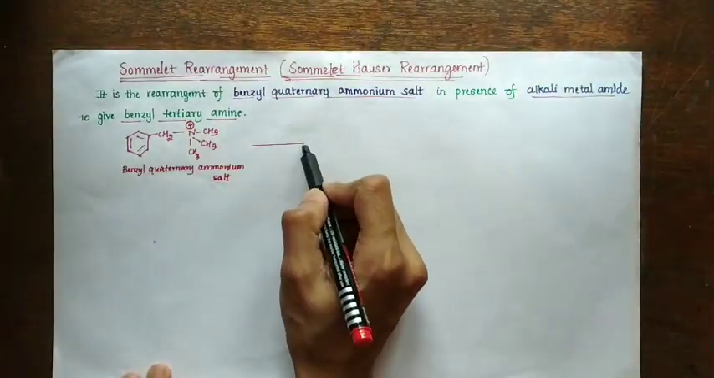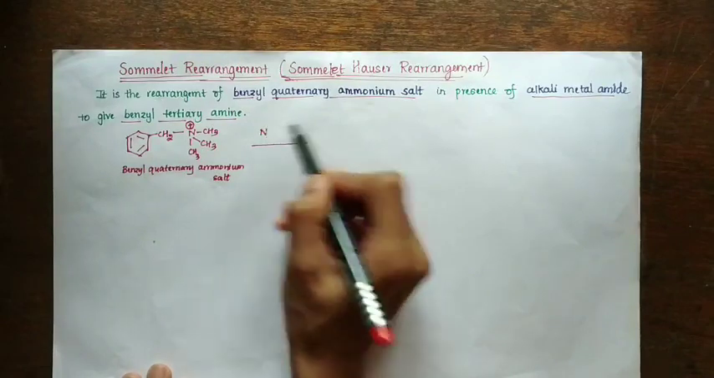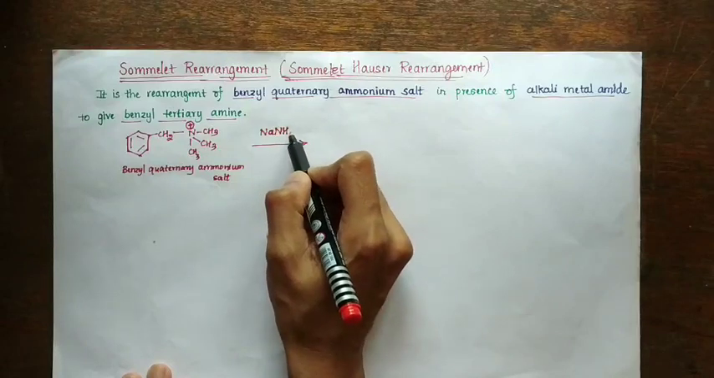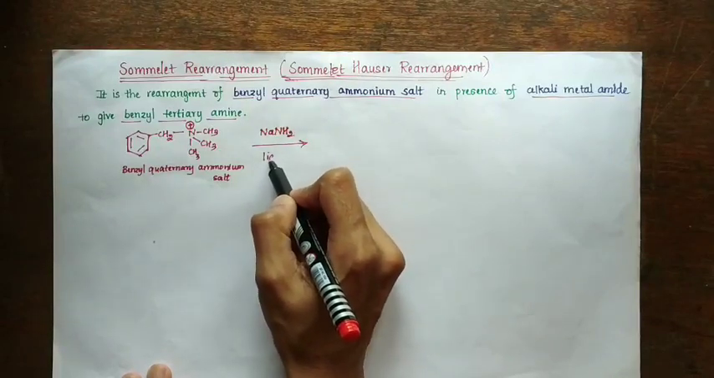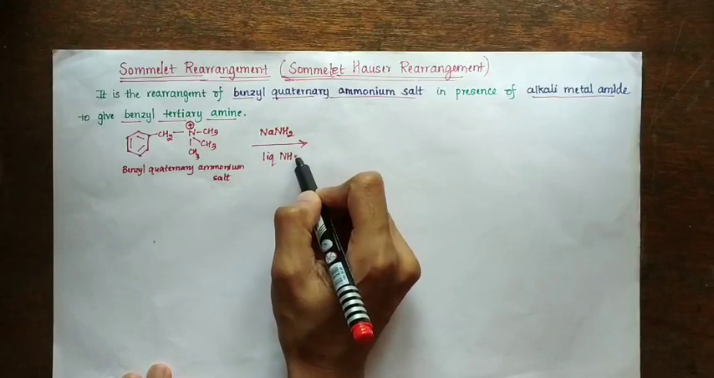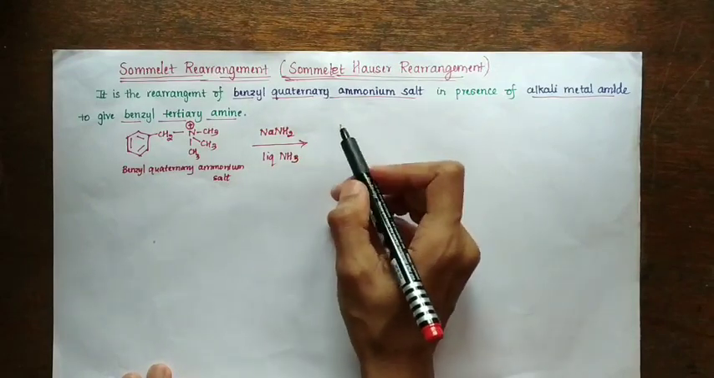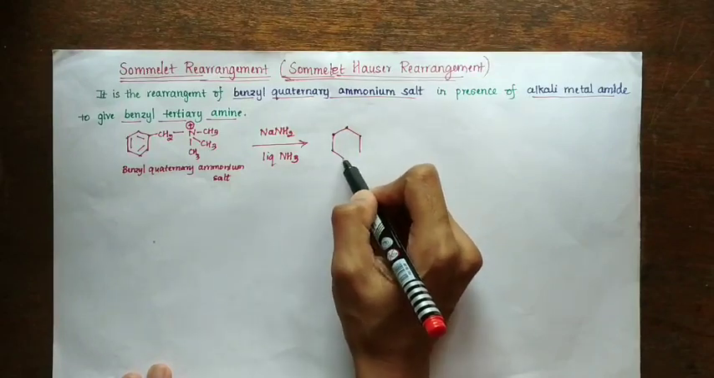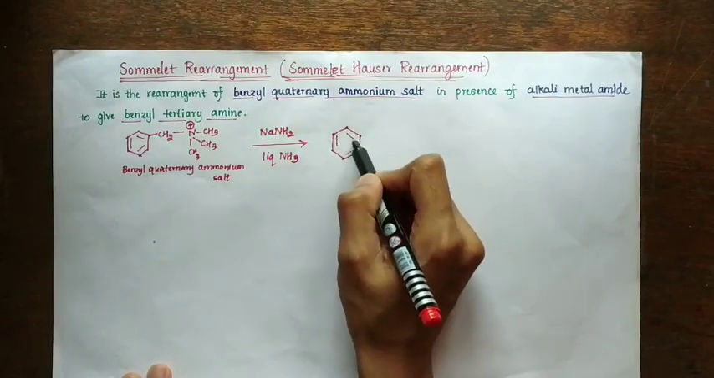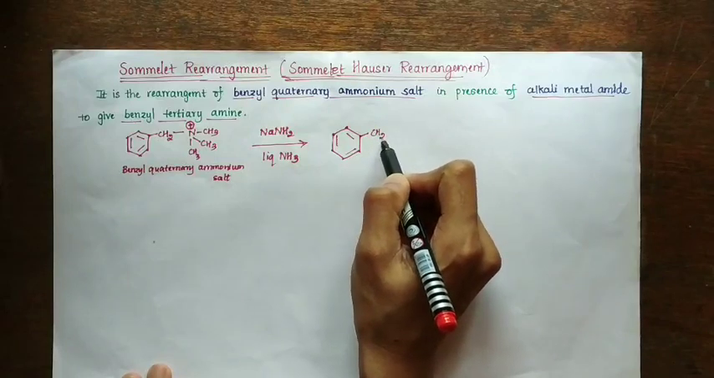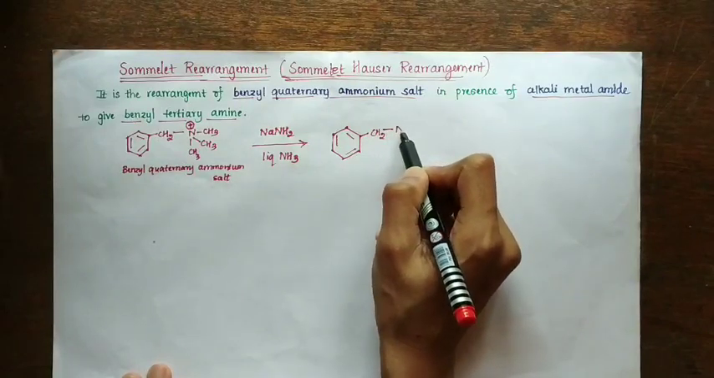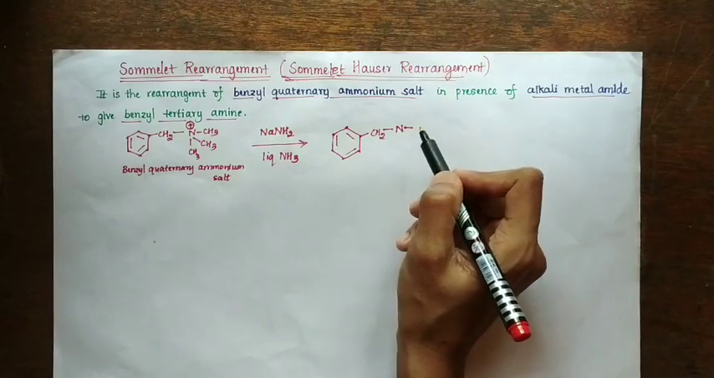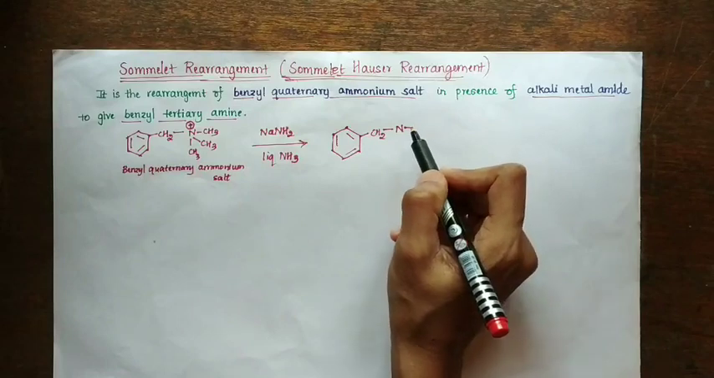And this undergoes rearrangement in presence of alkali metal amide. Let me take here sodamide, NaNH2, in presence of liquid NH3, or liquid ammonia, as the solvent. So you will get a product which is a benzyl tertiary amine. That means it must be bonded to nitrogen which is tertiary in nature. So nitrogen, if it is bonded to 3 alkyl groups, is called tertiary.